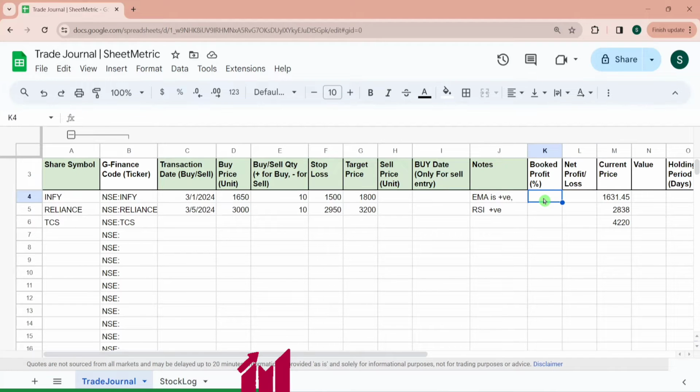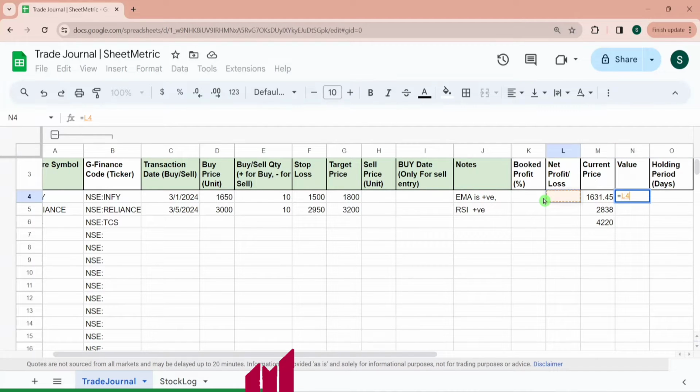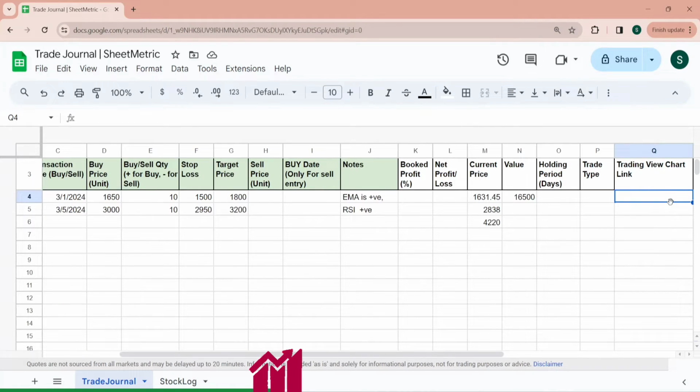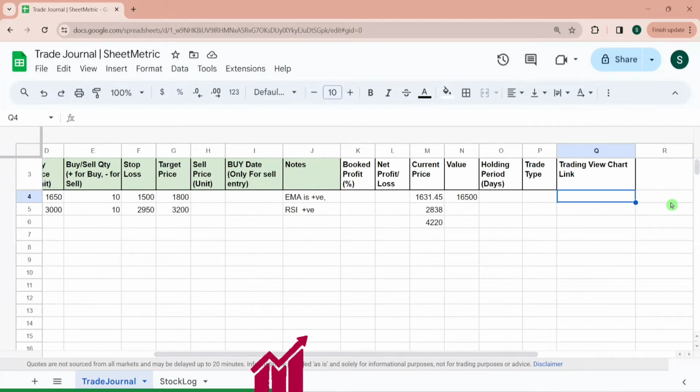Next is booked profit percentage, net profit loss. This we will be doing for sale transactions. Then total value of the trade. So total value of the trade would be quantity bought into buy price. I would be tweaking all these formulas once we make a sell entry. Holding period is also applicable for sale transactions. Trade time is also applicable for a sale kind of transaction.